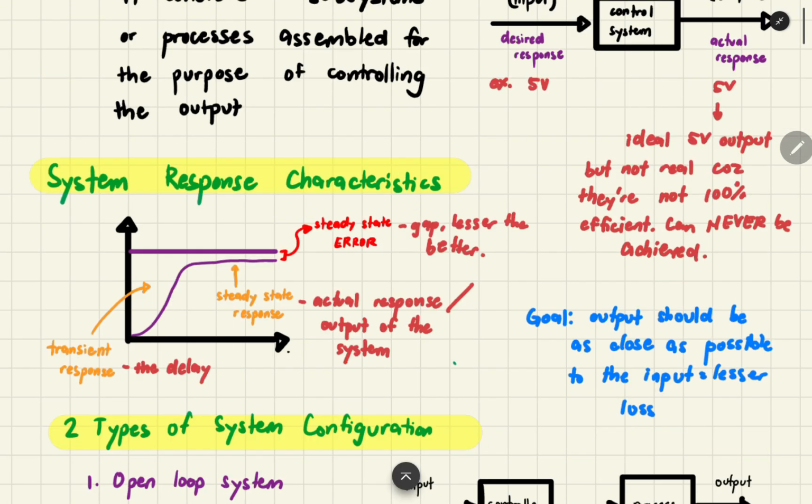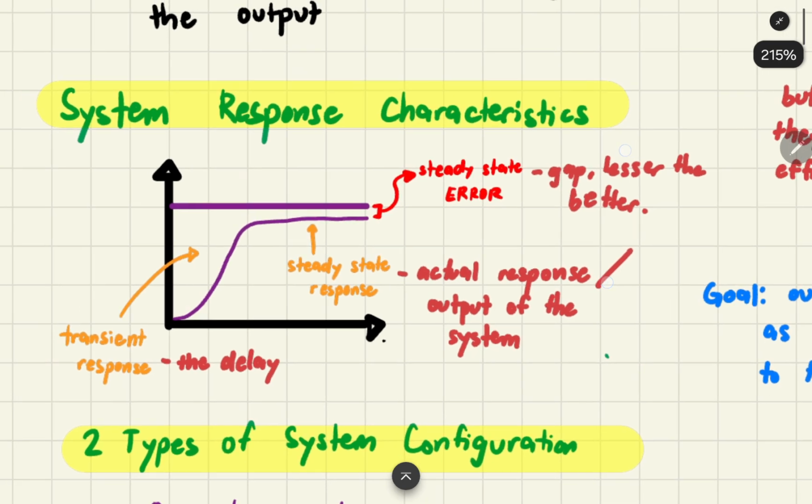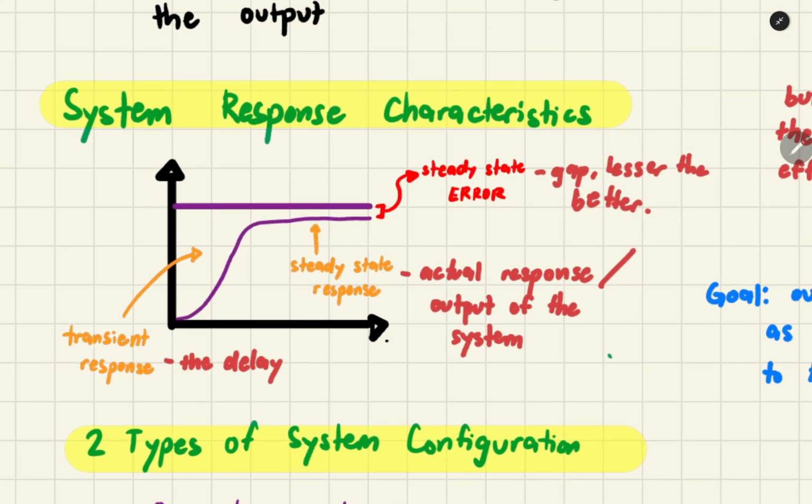Okay. Now this is our system response characteristics. As you can see, we have here a delay. This is what we call the transient response. This is the response at the switching on of our system, right? That's the delay. And then slowly it will reach its steady response, and that is what we call the steady state response.